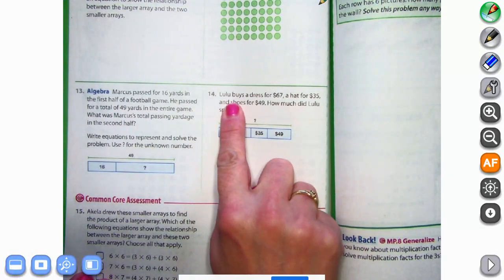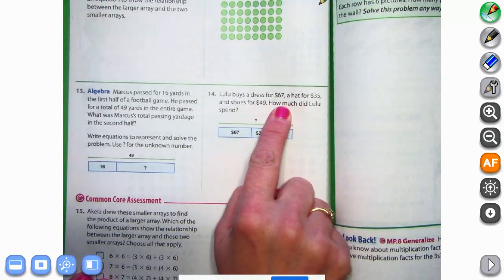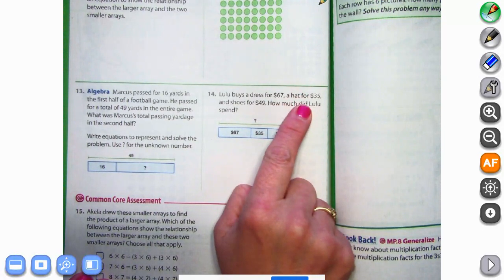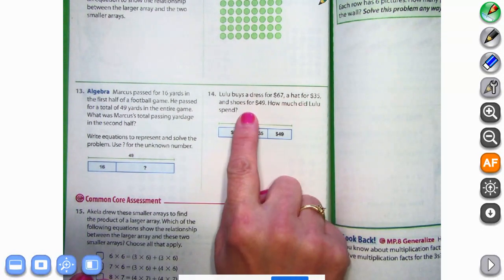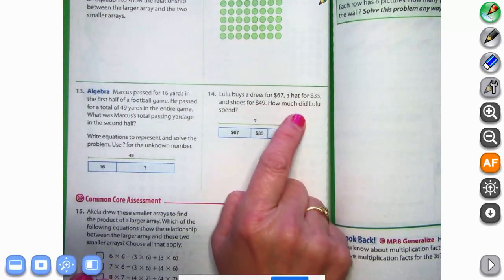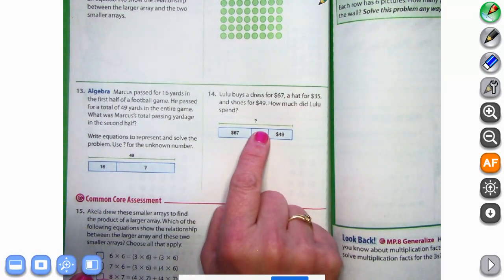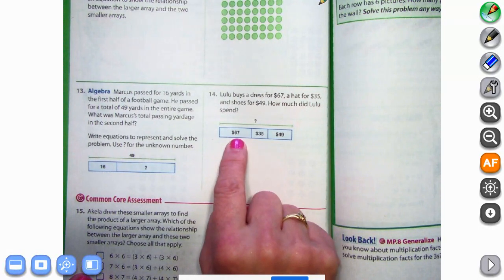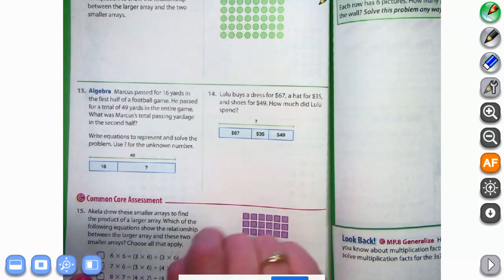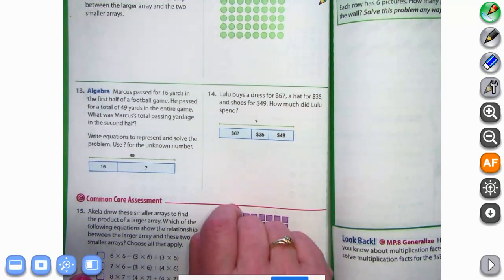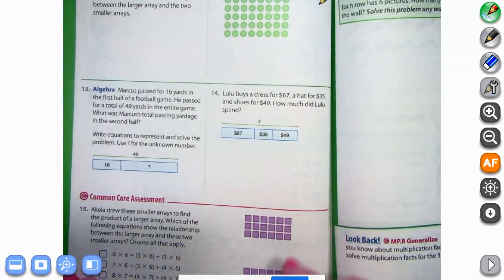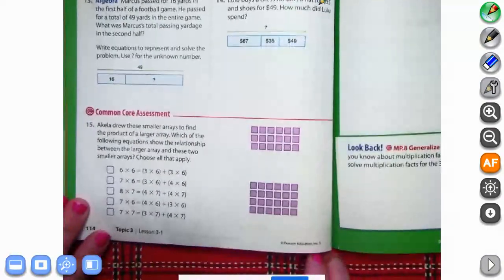Number 14, Lulu buys a dress for $67, a hat for $35, and shoes for $49. How much did Lulu spend? Her dress was $67, her hat was $35, and her shoes were $49. How much did she spend? And number 15.